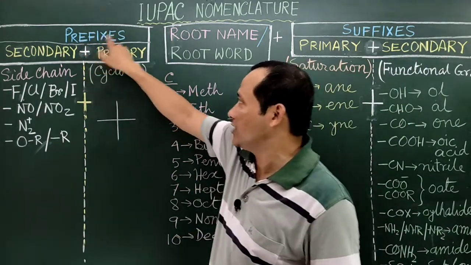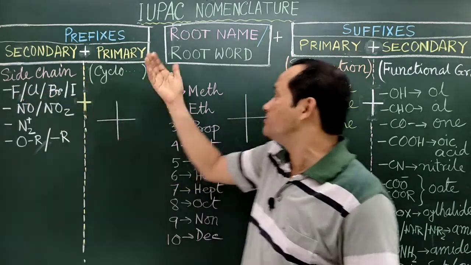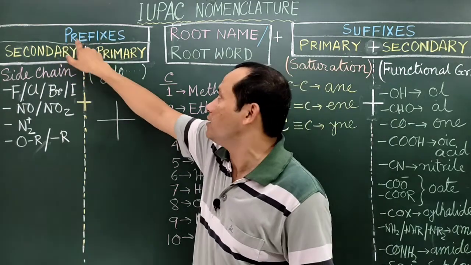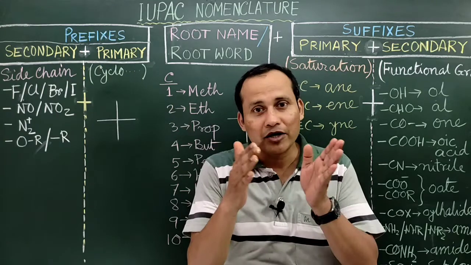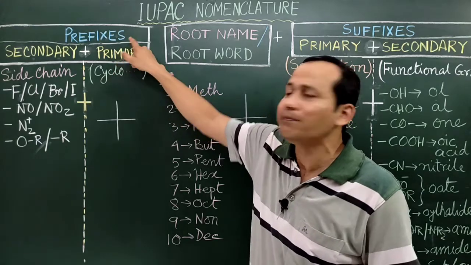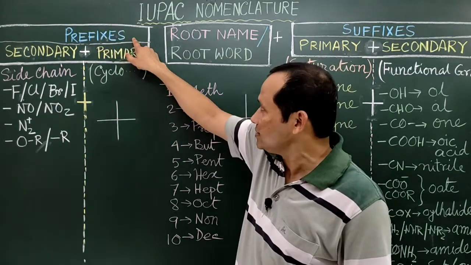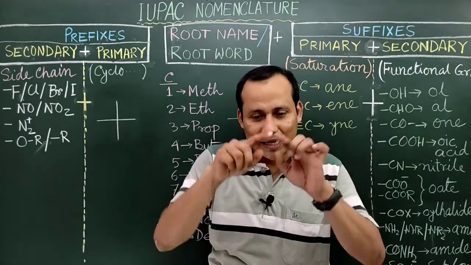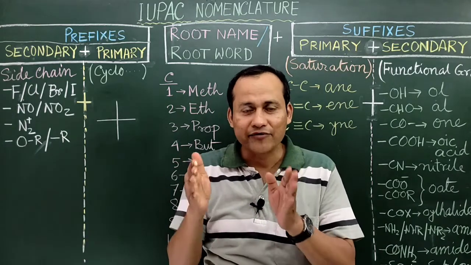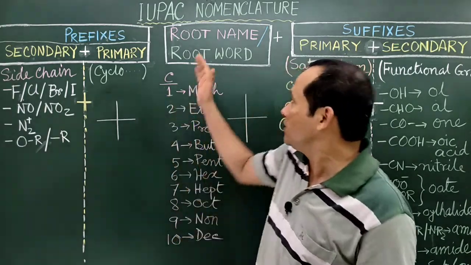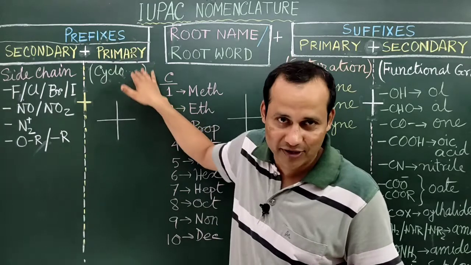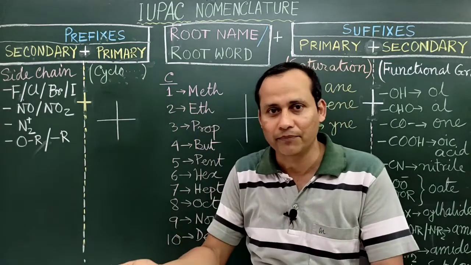Before the root name some portion will be there. This is called prefixes. Pre means earlier, that is, before the root name or root word, this portion will come, which is called prefixes. And prefixes may be of two types, one is primary, another is secondary. Now what does primary prefix mean? Primary prefix means whether in any compound a cyclic structure is there or not. If any cyclic compound is there, then before the root name the word cyclo is to be added. So this is called primary prefix. This may be present in a compound, or may not be.